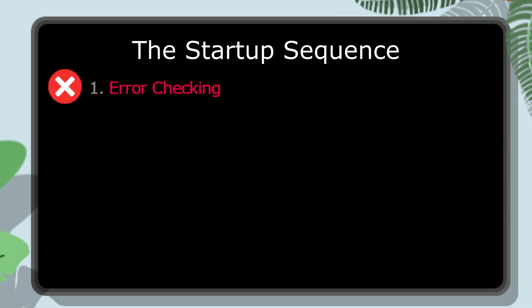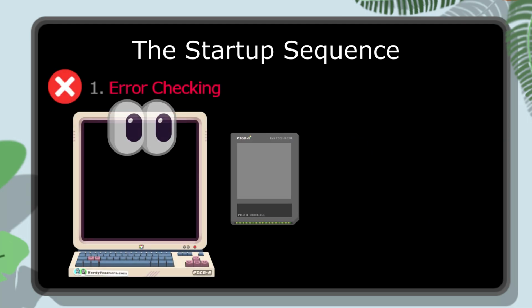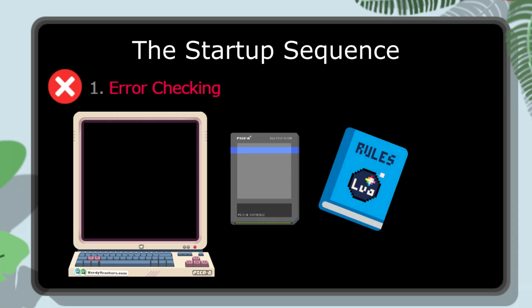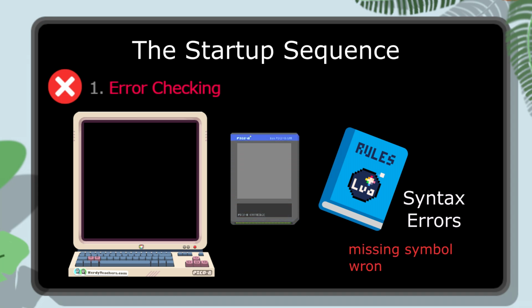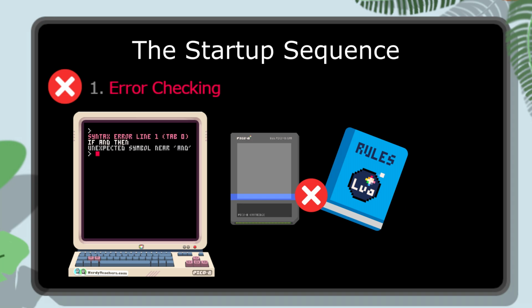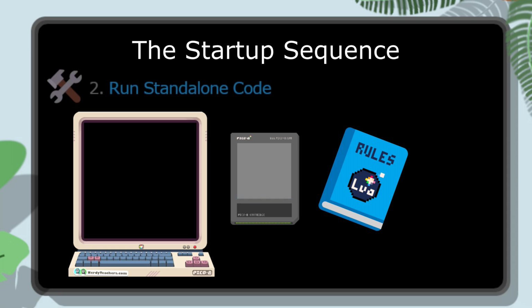Step 1. Error checking. Before the game even begins, Pico 8 scans your code for mistakes. It specifically checks if your code breaks any hard rules in the coding language. The rules about the order of words and symbols in a language is called syntax, and so these errors are called syntax errors. If it finds something it doesn't understand, like a missing symbol or an out-of-place keyword, it stops immediately and shows a syntax error message like this. This is why you see syntax errors right away, before seeing even the first frame of your game on the screen.